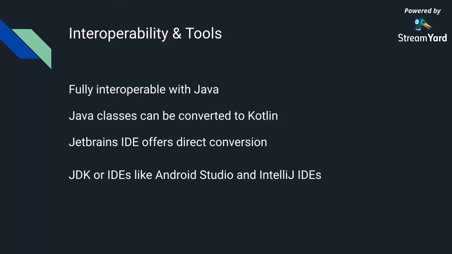Kotlin code and Java code can both work together. In fact, Java classes can be converted directly to Kotlin. The IDEs offer these tools and environments to convert your Java code to Kotlin. If you copy Java code to the clipboard and just paste it into a Kotlin file in the IDE, it will ask you, do you want to convert the Java code to Kotlin? It's that easy to convert code right now. JetBrains IDEs, primarily Android Studio that most Android developers use, offer this direct conversion.